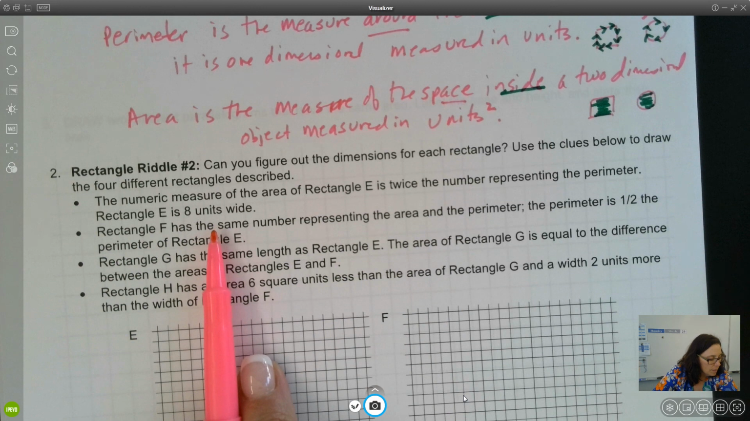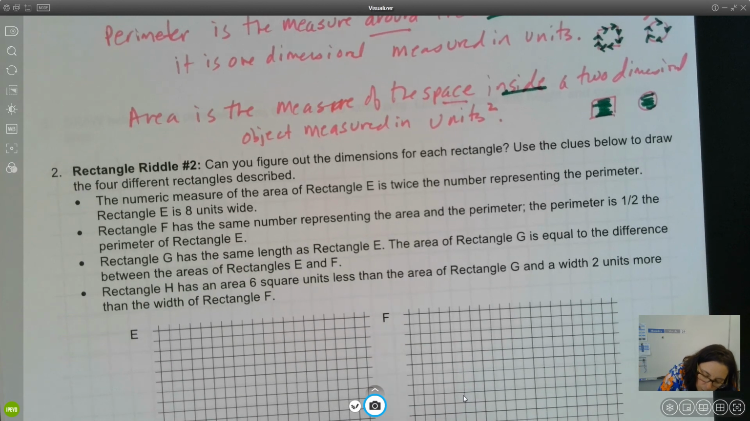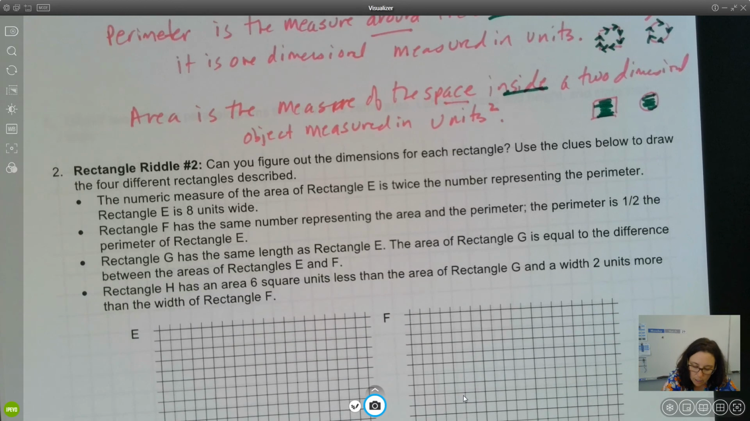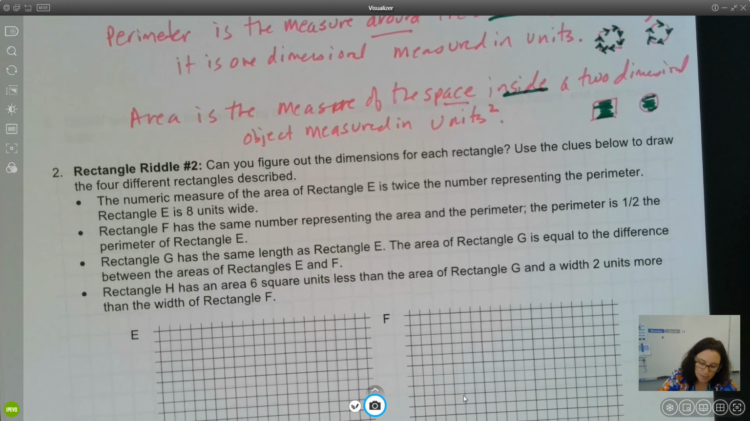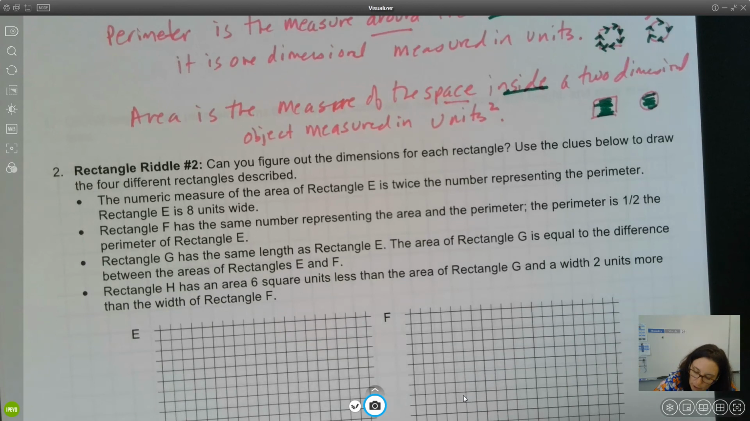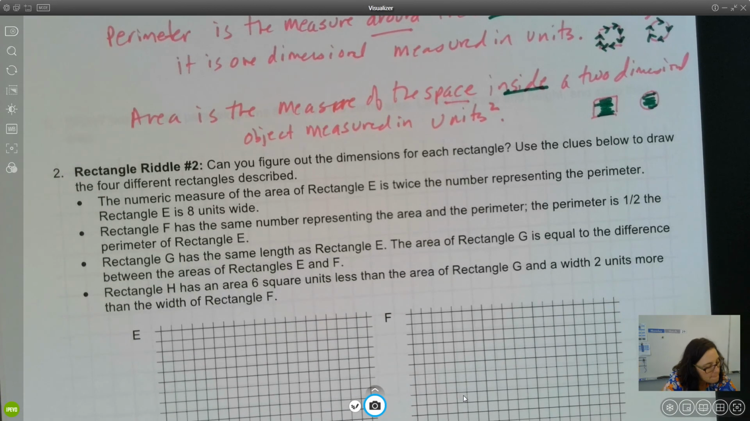Okay, so if we have 8 units wide on E, let me draw that. 1, 2, 3, 4, 5, 6, 7, 8. Boxes are a tad smaller than the last page. All right, so we know that that's 8 units wide. And then this is going to be twice this. So we know then that this is 4. 1, 2, 3, 4.